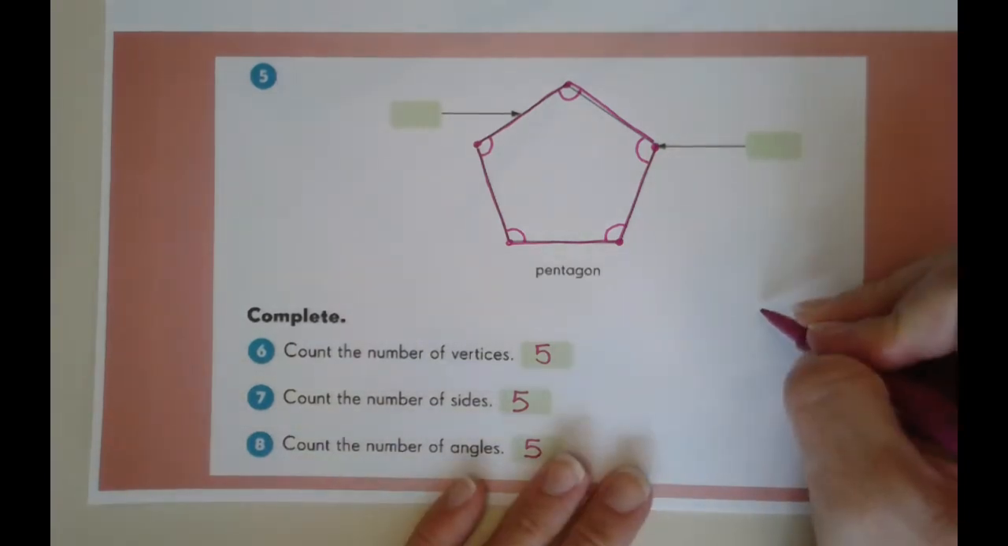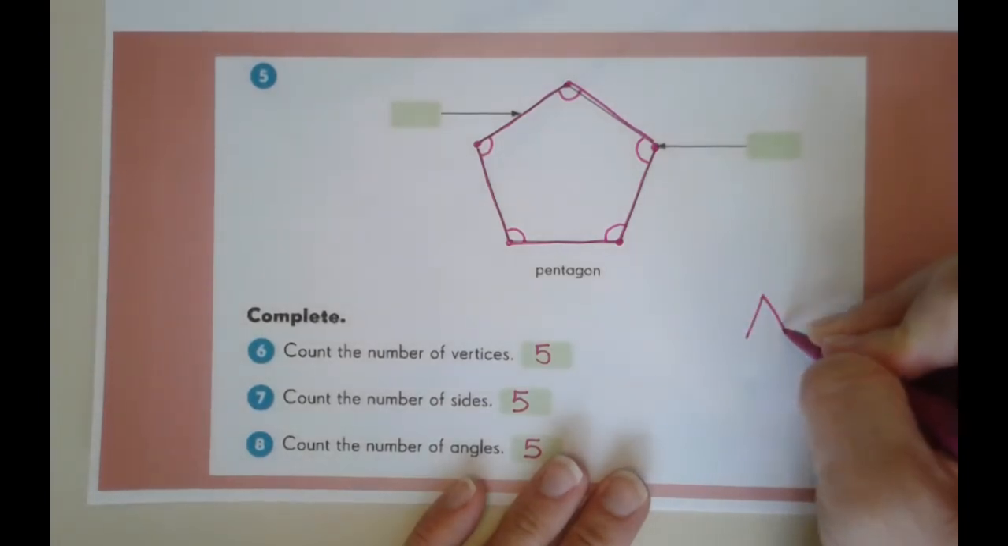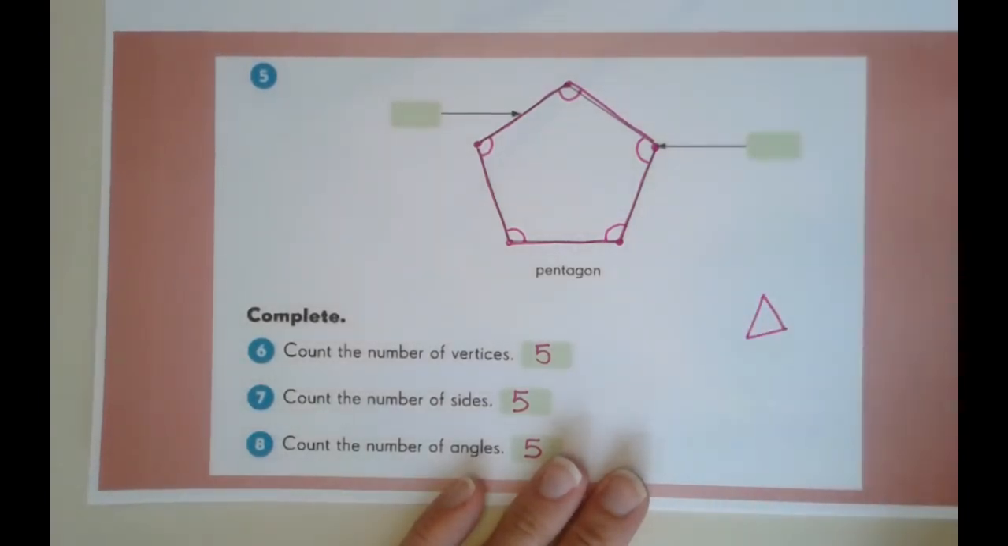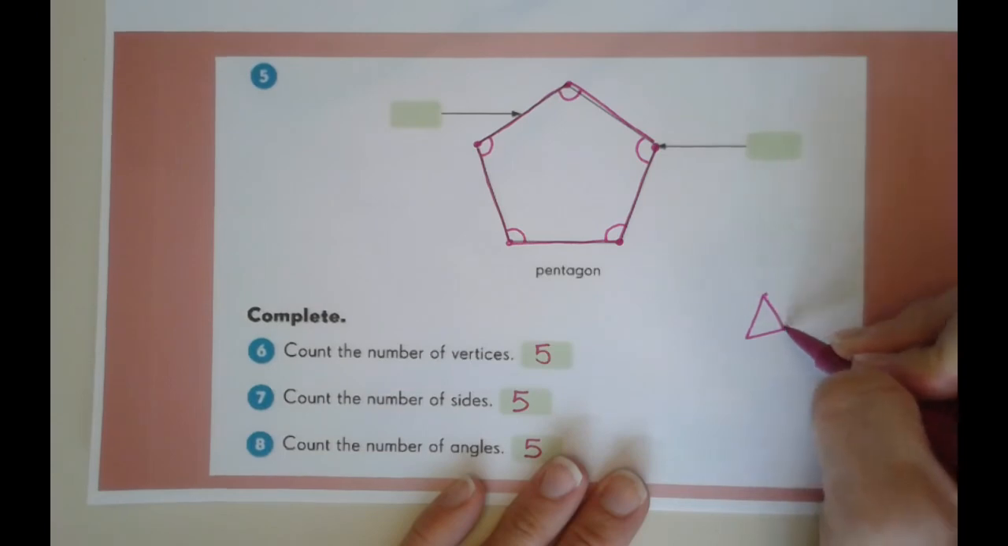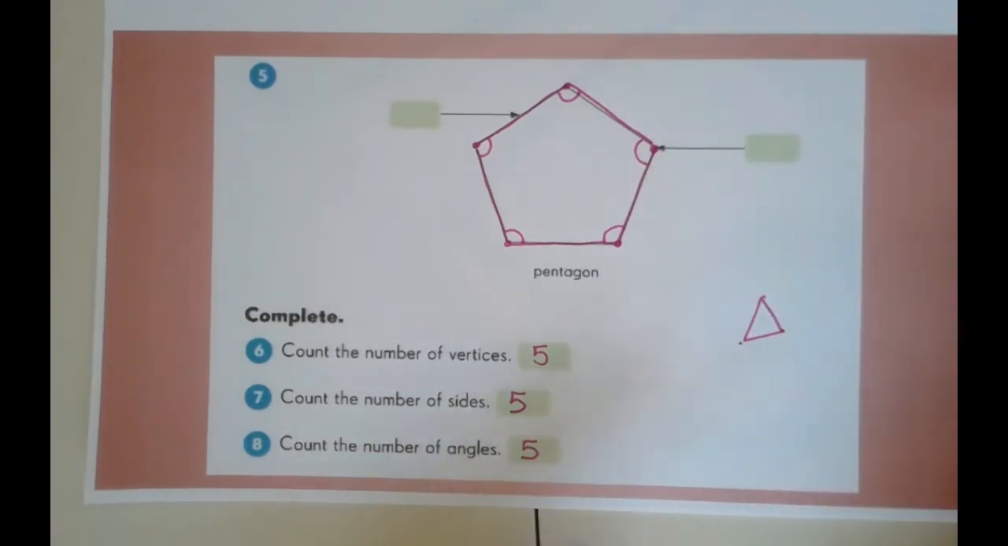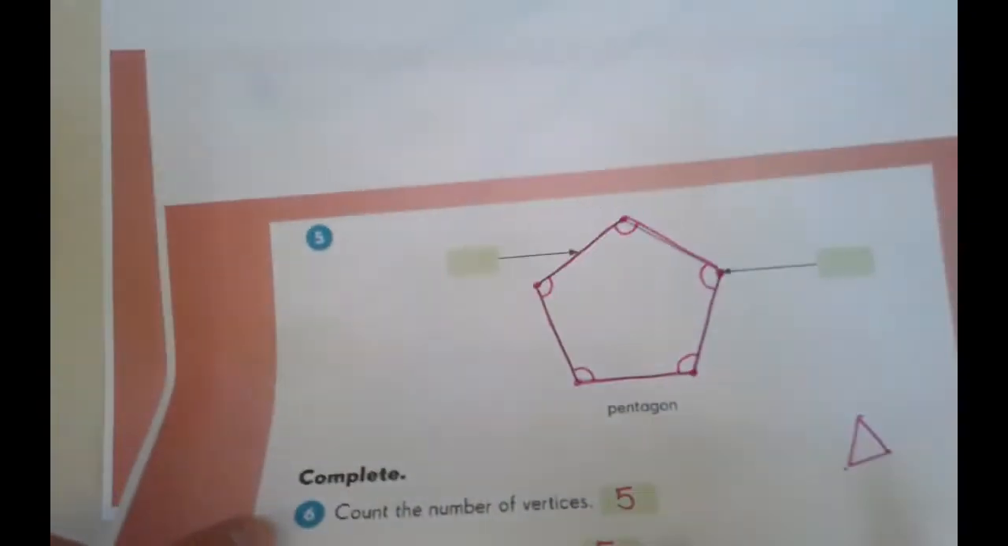So, a triangle has 3 sides. It also has 3 vertices, and it also has 3 angles. A rectangle has 4 sides. It also has 4 vertices, and it also has 4 angles. So I just want to make sure you understand that point. Okay?